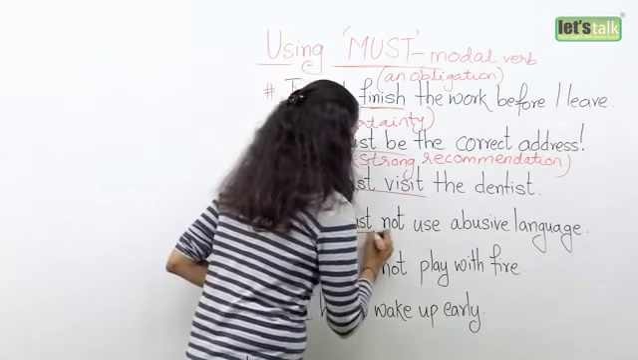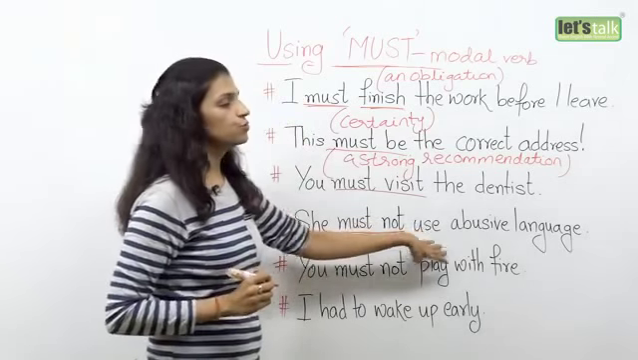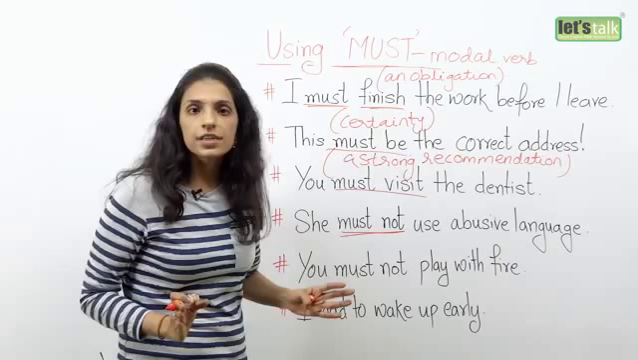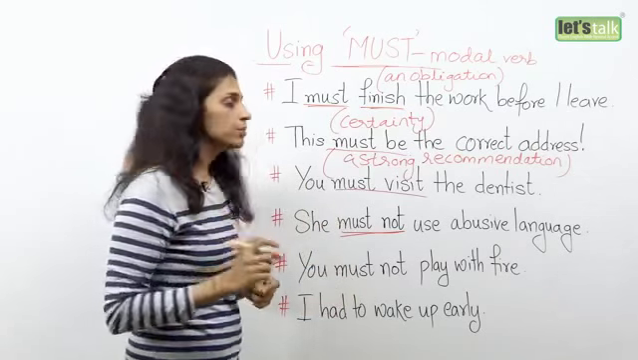A strong recommendation. The next example, she must not use abusive language. Now I'm taking it in the negative. She must not use abusive language. Something that you should not do, that is not correct to do, or something that is prohibited.